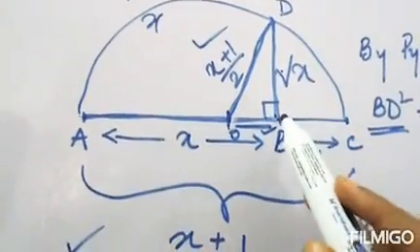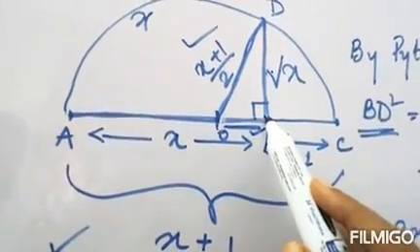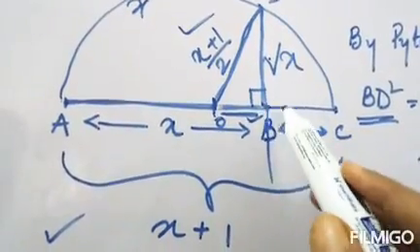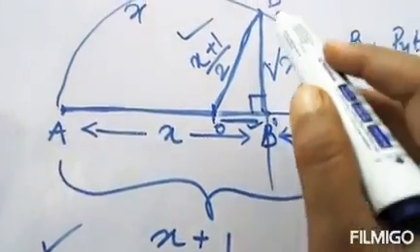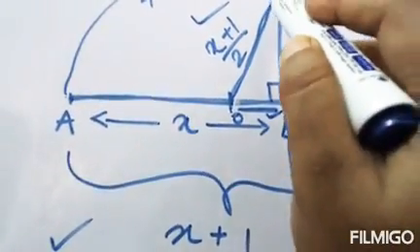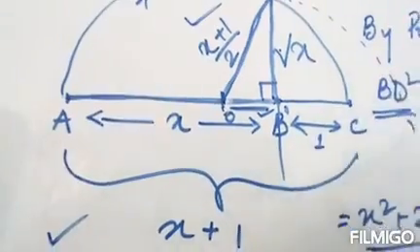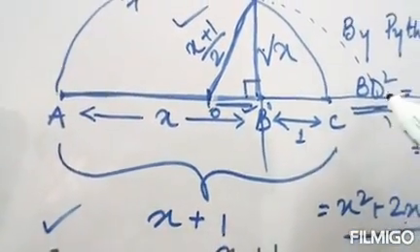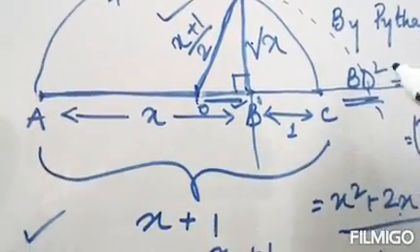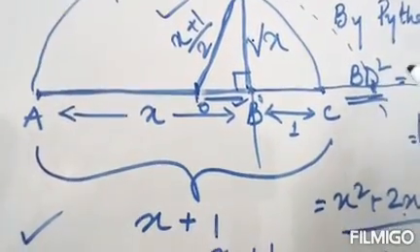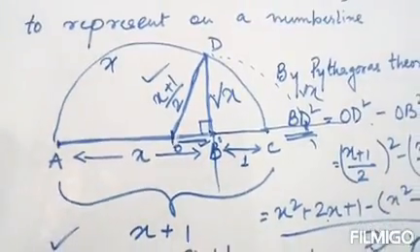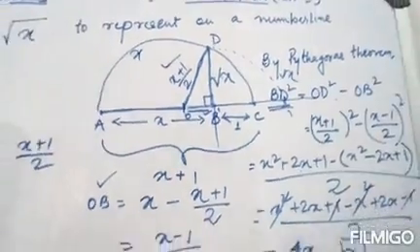Now taking B as the center of the number line, I mean taking this as the center of the axis, if I consider it as 0, and if I take this length and draw an arc on the number line, then the point that I get is my root over x. Understood?